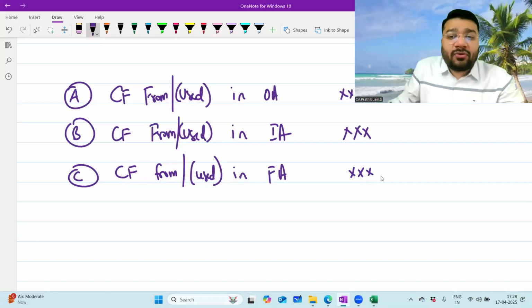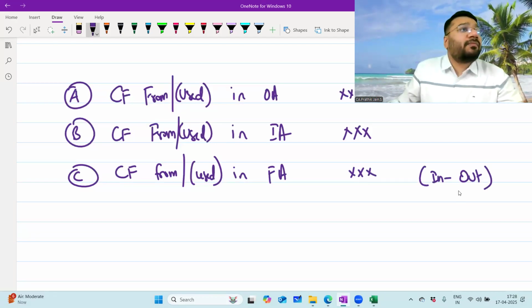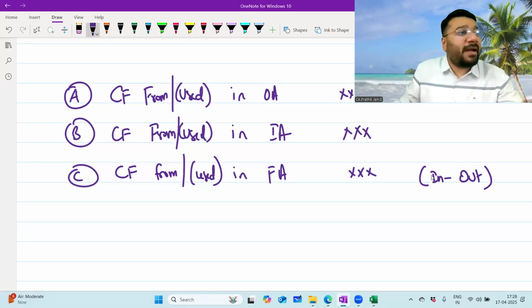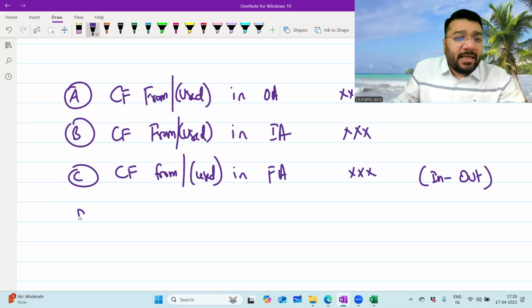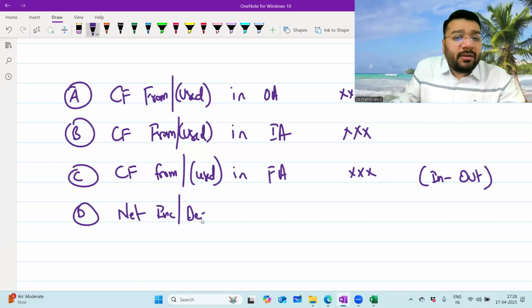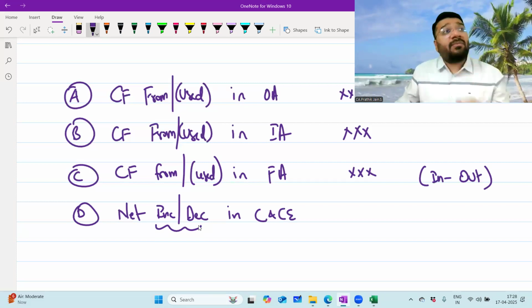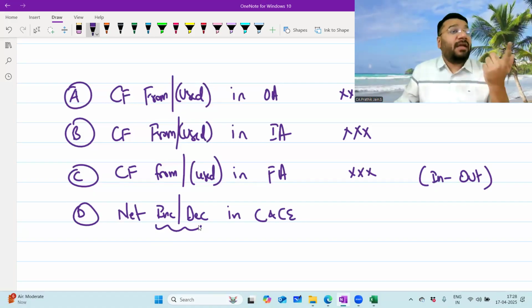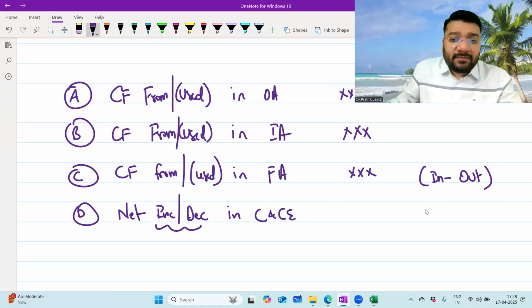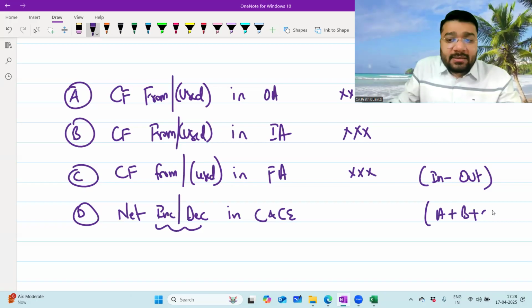Okay, how do you get the cash flows? Inflow minus outflow. If it is positive, leave it like that. If it is negative, put it in brackets. Then D is what? Net increase or decrease in cash and cash equivalent. Will you write net increase or decrease every time? If the answer is positive, net increase. If the answer is negative, net decrease. How do you get net increase or decrease? A plus B plus C.